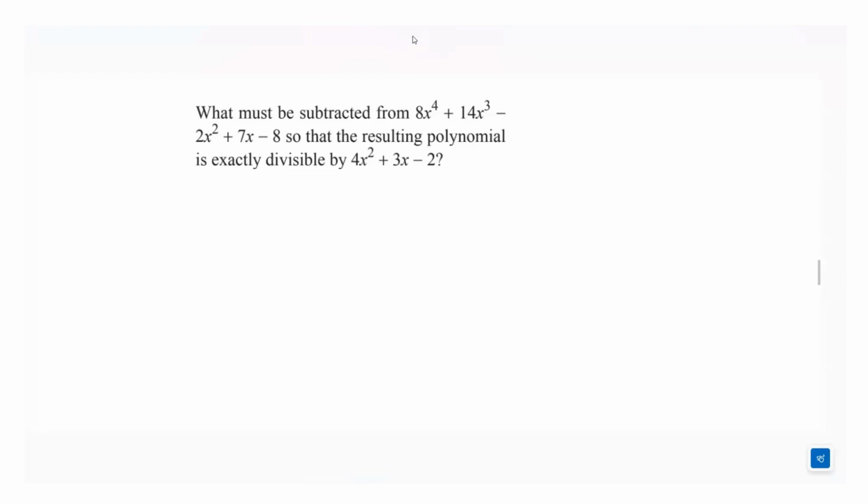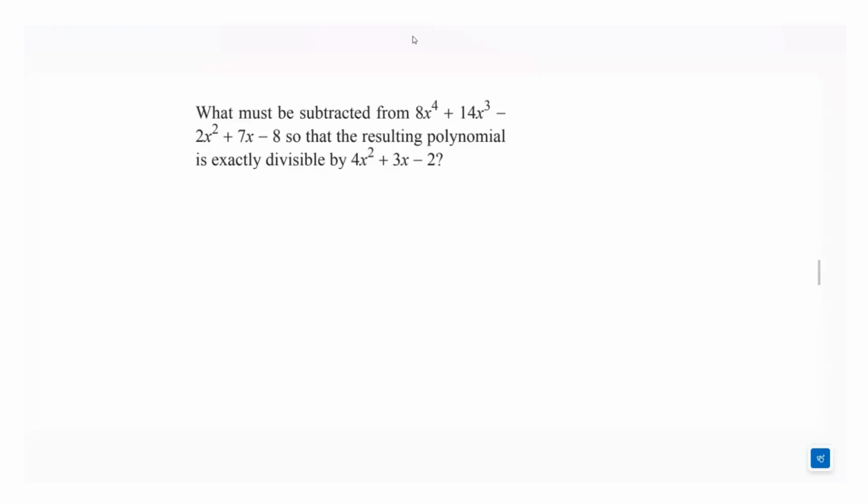Hello students, today we will understand how to solve such questions where we have to do the polynomial division. In this we will divide the polynomial expression by 4x squared plus 3x minus 2 so that we'll get the remainder, which we will subtract from this polynomial expression so that the resulting polynomial is exactly divisible by 4x squared plus 3x minus 2.